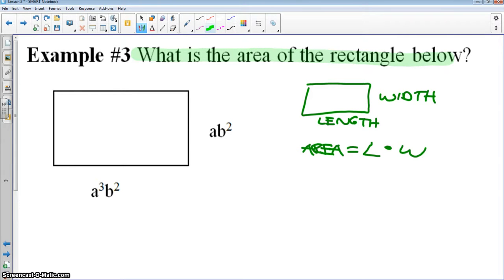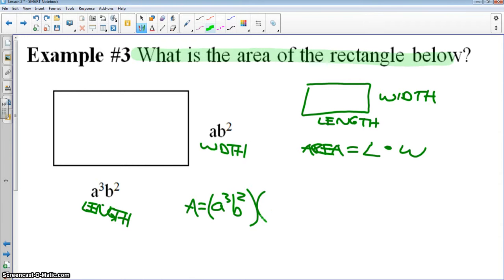So if we look at the rectangle we're using, this would be the length right here, and this is the width right here. So therefore, the area, you would multiply those two numbers, would look something like a to the third b squared, there's our length, times our width, which is ab squared. So now you're just multiplying those.